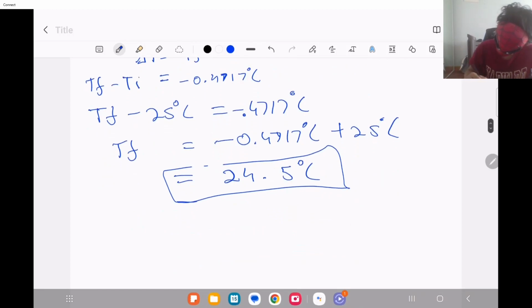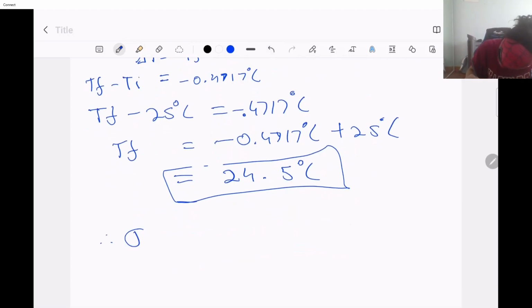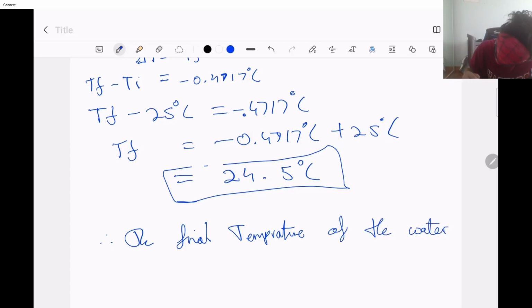So let's write a therefore statement. Therefore, the final temperature of the water is 24 degrees Celsius.